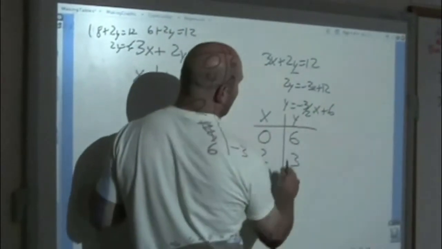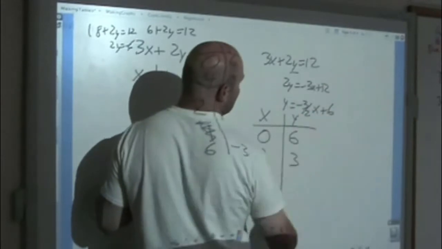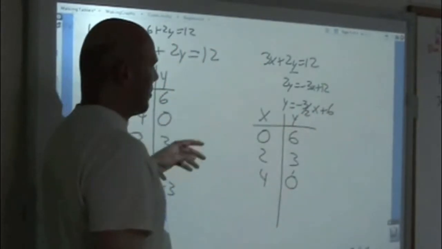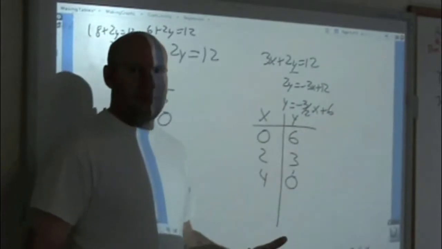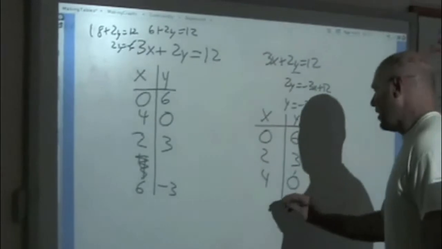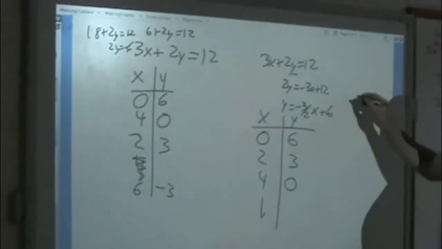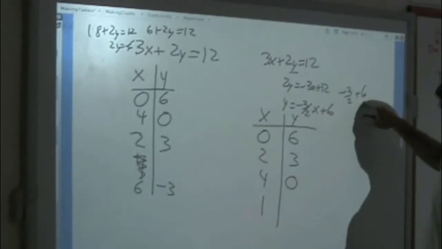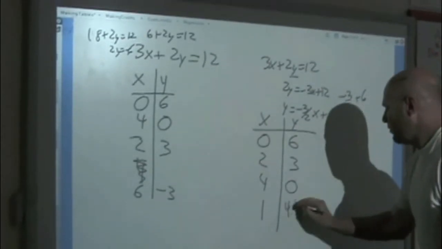So I can plug in 4. Half of 4 is 2. 2 times negative 3 is negative 6. Negative 6 plus 6 is 0. So I'm going through that really quickly, but that's something that you can do. What if I plugged in, say, 1? That's no problem. That becomes negative 3 halves, which is negative 1.5, plus 6. And negative 1.5 plus 6 is 4.5.